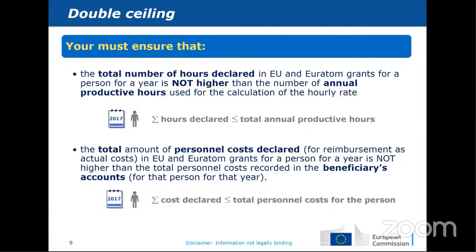And related or derived from this one, you can never declare more personal costs for EU or Euratom grants in a year altogether than the actual personal cost of that person in your accounts. Again, it's the same logic. You can never make a profit. The EU grant can only contribute to the cost actually incurred.